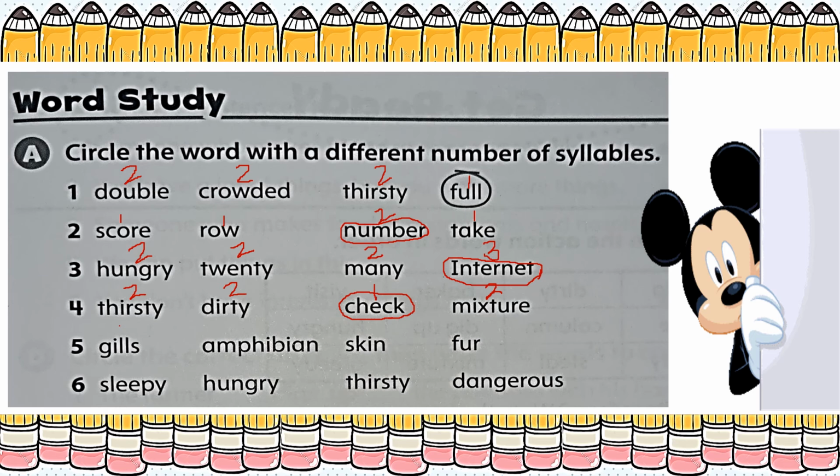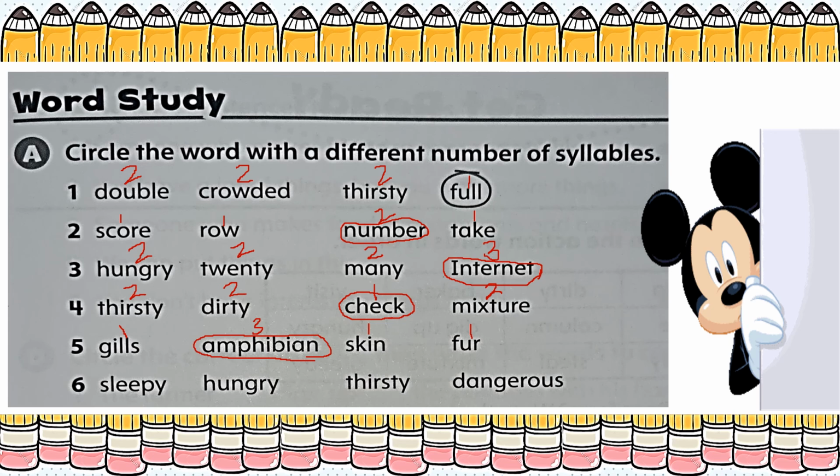Now for number 5. Gills. Only 1. Amphibian. How many? 1, 2. Correct. It's 3. Amphibian. We have 3 syllables. Skin. Only 1. Fur. Another 1. So which one's different? The word amphibian. Very good.